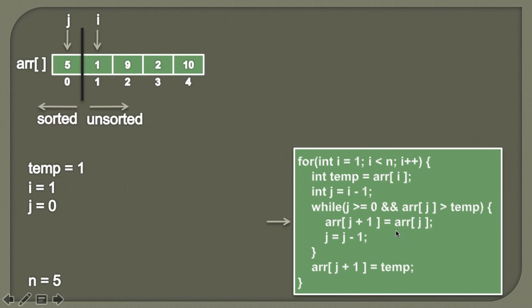So we simply assign the value stored at jth index, which is 5, to value at j plus 1th index. So j is 0 and j plus 1 is 1. So we are simply storing 5 to this place. So here now 5 has been shifted to this position.